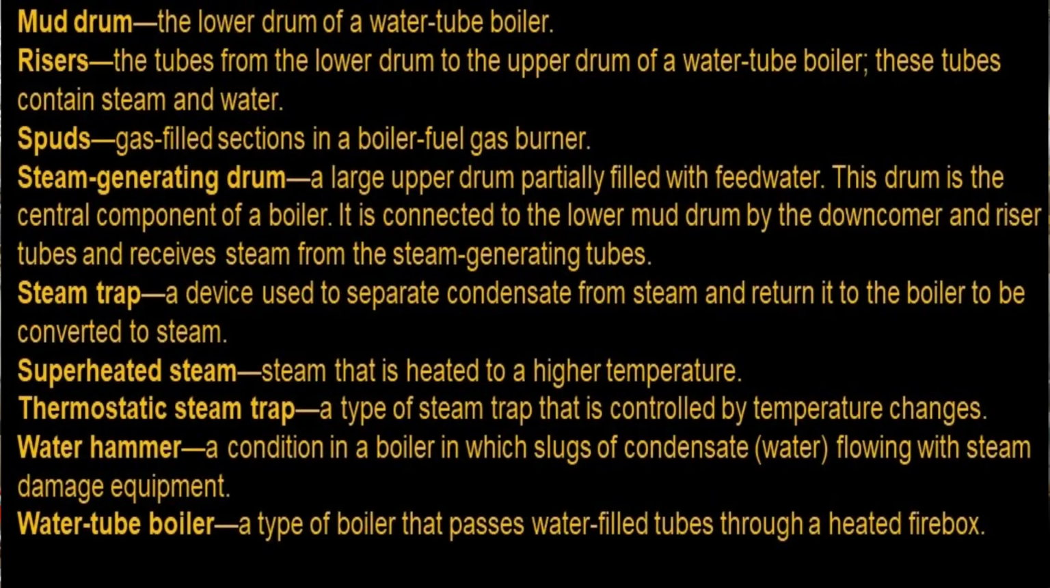It is connected to the lower mud drum by the downcomer and riser tubes and receives steam from the steam generating tubes. Steam trap is a device used to separate condensate from steam and return it to the boiler to be converted to steam. Superheated steam is steam that is heated to a higher temperature. Thermostatic steam trap is a type of steam trap that is controlled by temperature changes. Water hammer is a condition in a boiler in which slugs of condensate, water, flowing with steam damage equipment. Water tube boiler is a type of boiler that passes water-filled tubes through a heated firebox.